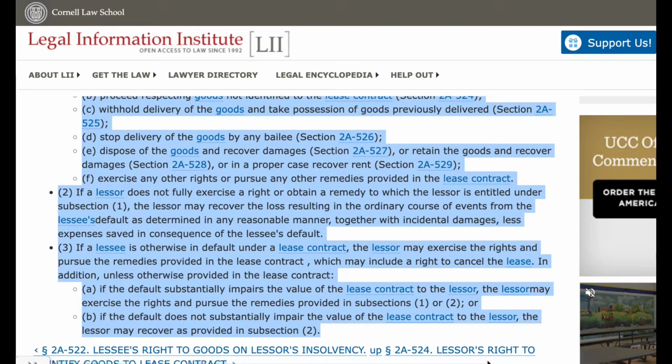3. If a lessee is otherwise in default under a lease contract, the lessor may exercise the rights and pursue the remedies provided in the lease contract, which may include a right to cancel the lease. In addition, unless otherwise provided in the lease contract, A. If the default substantially impairs the value of the lease contract to the lessor, the lessor may exercise the rights and pursue the remedies provided in subsections 1 or 2, or B. If the default does not substantially impair the value of the lease contract to the lessor, the lessor may recover as provided in subsection 2.